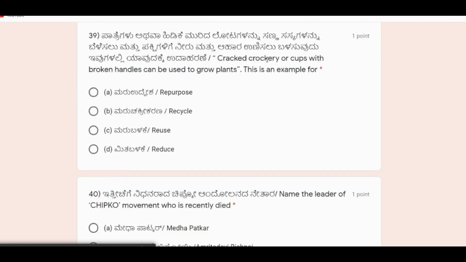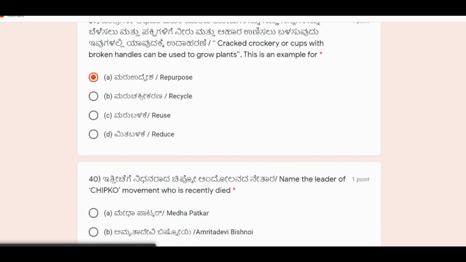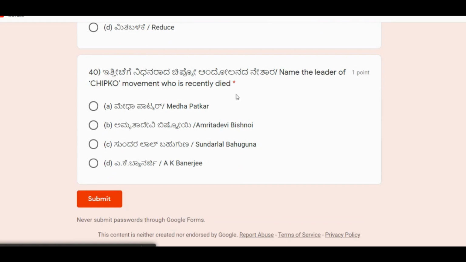39th question. Cracked crockery or cups with broken handles can be used to grow plants. This is an example of repurpose. 39th question, A is the option. We'll move to the last question of this model paper. Name the leader of the Chipko movement who recently died. It is none other than Sundarlal Bahuguna. Correct option for 40th question is C.